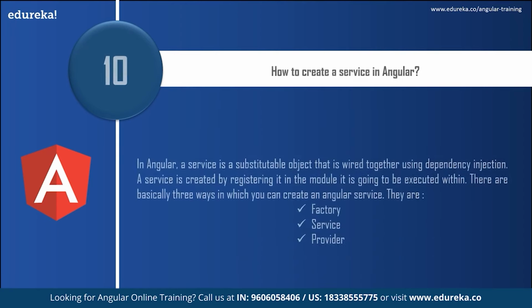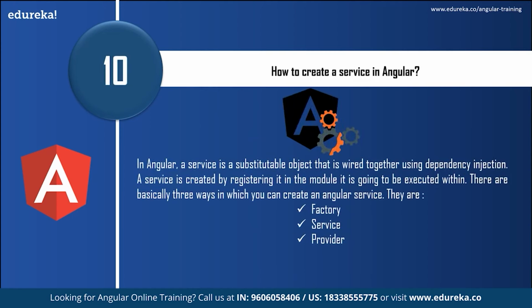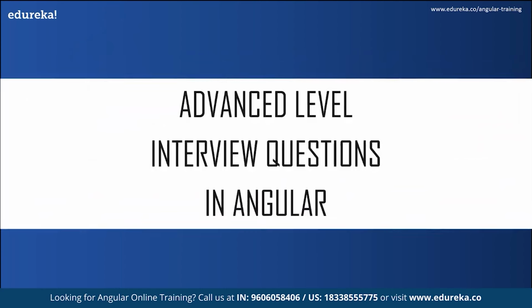The next question is how to create a service in Angular. In Angular, a service is a substitutable object that is wired together using dependency injection. A service is created by registering it in the module. It is going to be executed within the module. There are basically three ways in which you can create an Angular service. They are basically factory, service, and provider. With that, we'll jump into the last part of today's session, which is advanced level interview questions.